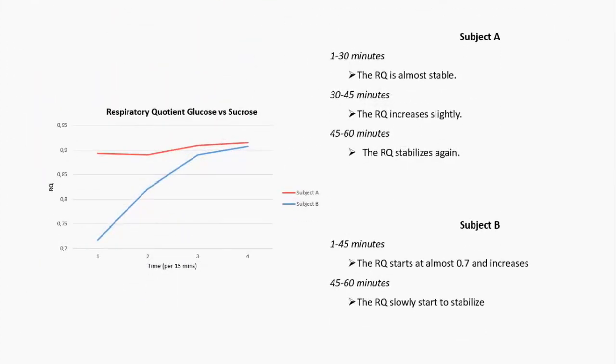When we look at the RQ for the 60-minute experimental measurement, the RQ for subject A is almost stable during the first 30 minutes, increases by a small margin for 15 minutes, and stabilizes in the last 15 minutes. In subject B, the RQ starts at 0.7 and increases during the first 45 minutes until it stabilizes in the last 15 minutes, in which the RQ of subject A and B are almost equal to each other.